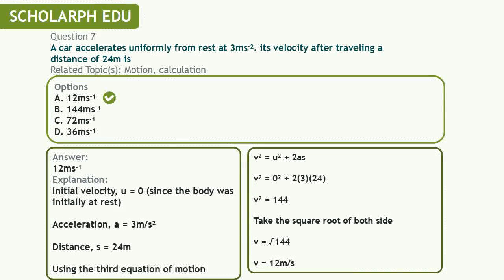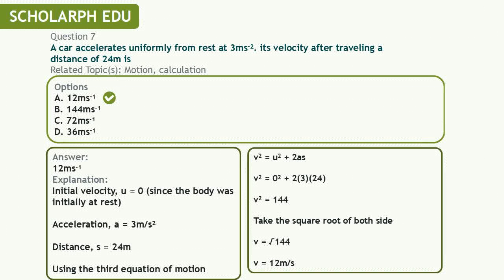V squared is equal to u squared plus 2as, where this v is the final velocity. Or we can say, relative to this question, this is the velocity after it traveled 24 meters. This u here is the initial velocity, 2 of course, a is the acceleration of the car, and s is the distance that it moves. So we have v squared is equal to, our initial velocity is 0 because that body is initially at west. It is starting from west, meaning it has 0 velocity, plus 2 times the acceleration, which is 3, times the distance, which is 24.